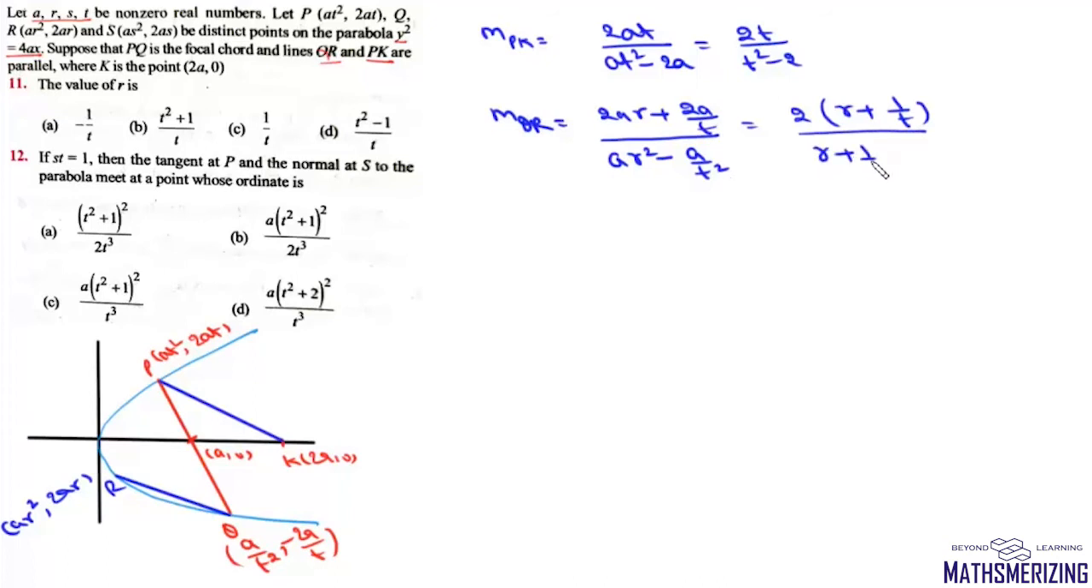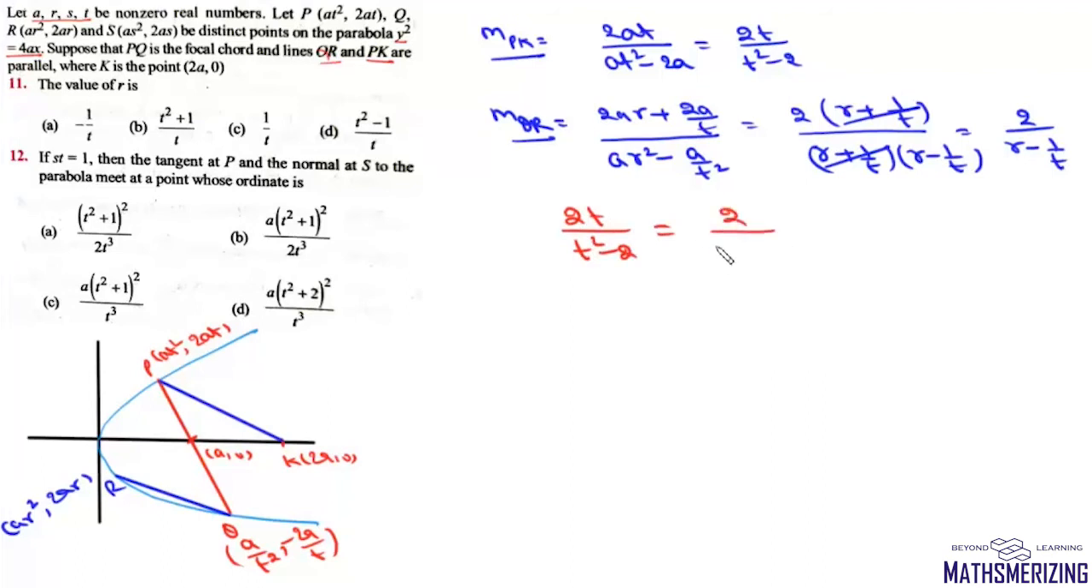So it'll be a plus b, a minus b. So it'll be r plus 1 upon t and r minus 1 upon t. So it'll cancel. So we'll get this as 2 upon r minus 1 upon t. Now they are parallel, so we'll equate them. So we'll write 2t upon t square minus 2 equal to 2 upon r minus 1 upon t. Now this 2 will cancel. t into r minus 1 upon t equals t square minus 2. The value of r should be t square minus 1 upon t, and that's your option number D.